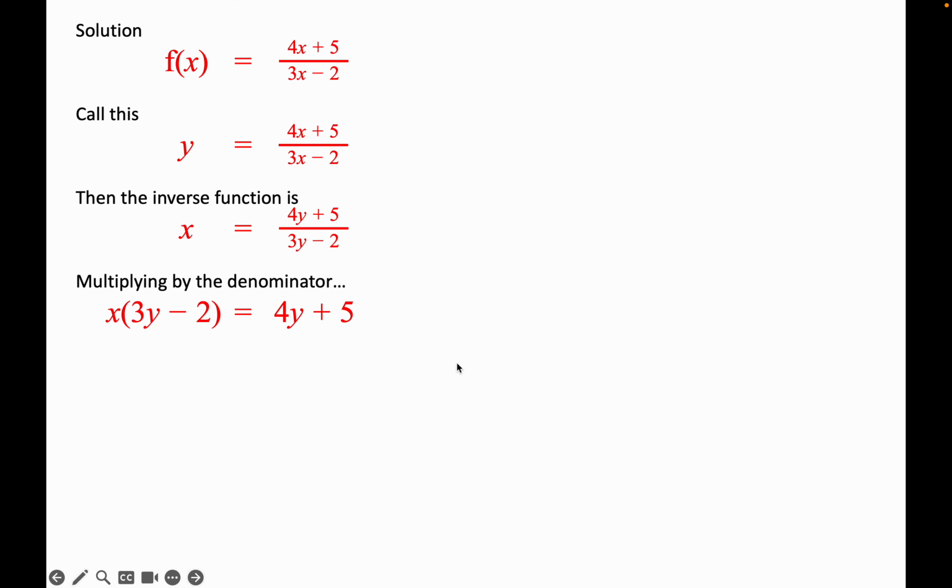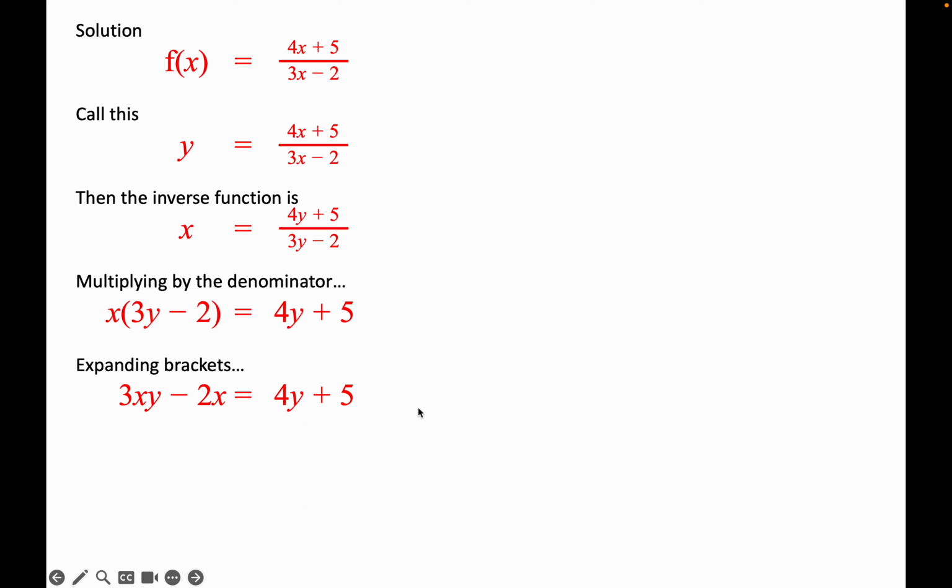Well, now I've got some brackets. I'd like to multiply those out to make things a bit less complicated. So I'm expanding the brackets. X times 3y gives me 3xy. I've kept everything in alphabetical order there. And minus 2 times x gives me minus 2x. So I've got 3xy minus 2x equals 4y minus 5.